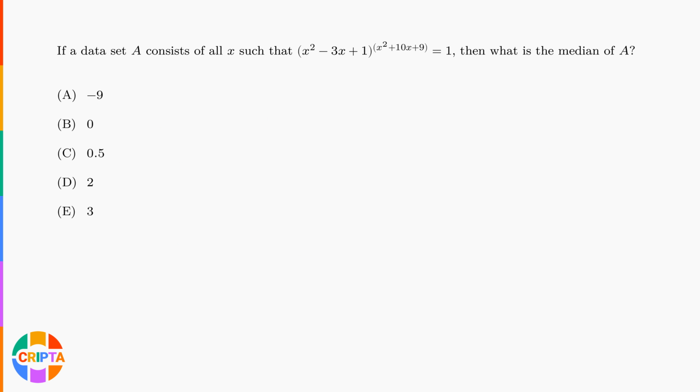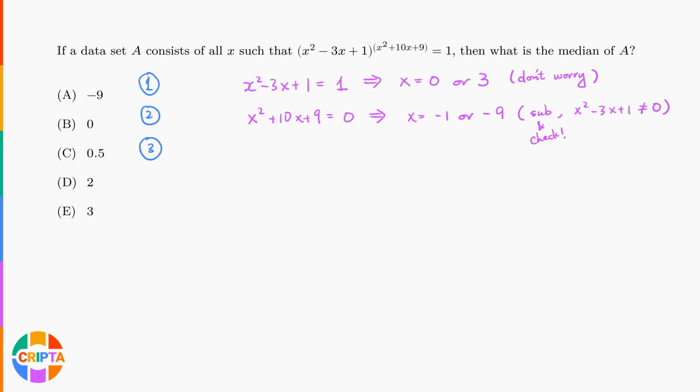Now I think we are finally ready to tackle the original problem. We just split it into 3 cases. Case 1, base equals 1 and exponent has no restriction. So we have 2 solutions, 0 or 3. Case 2, exponent being 0 and base non-zero. We have minus 1 and minus 9. Substitute back into the base and we can check that it will not give you 0. Then we accept both as parts of our solution set.